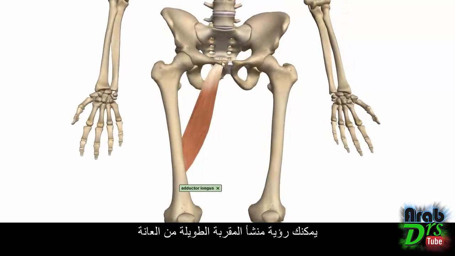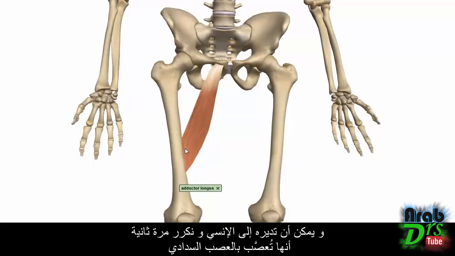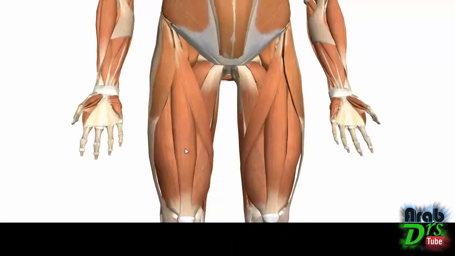So you can see its origin here on the pubis, and it inserts on the middle third of the shaft of the femur. So what this muscle does is it adducts the femur, and it also can medially rotate, and again it's innervated by the obturator nerve.